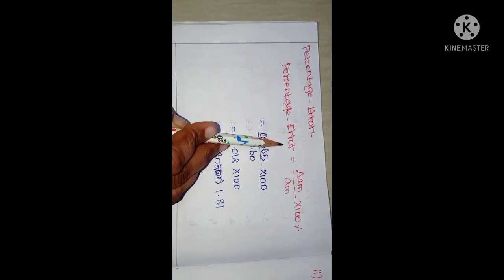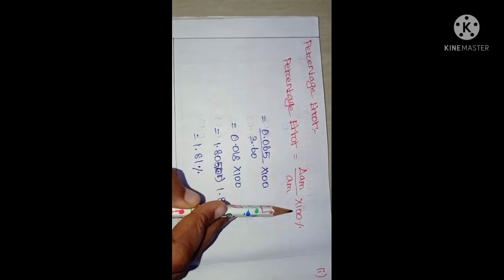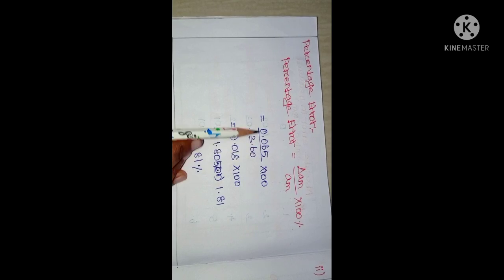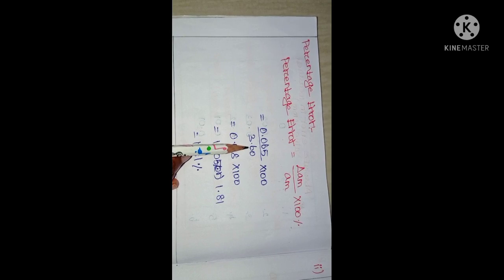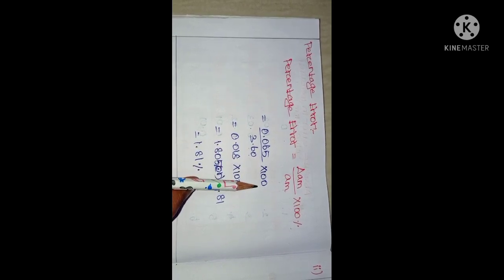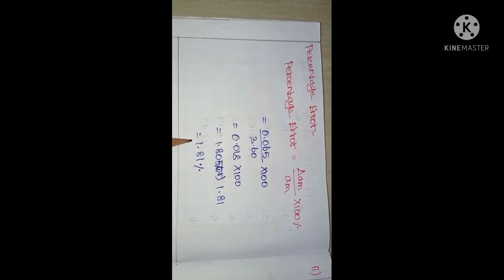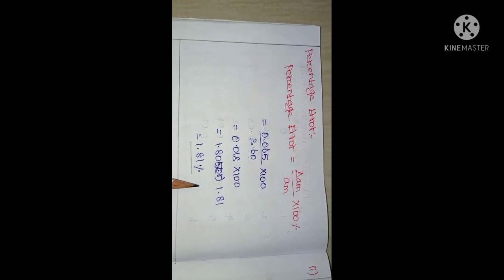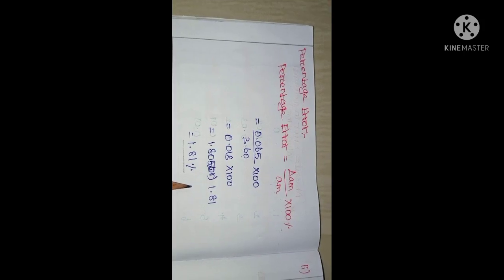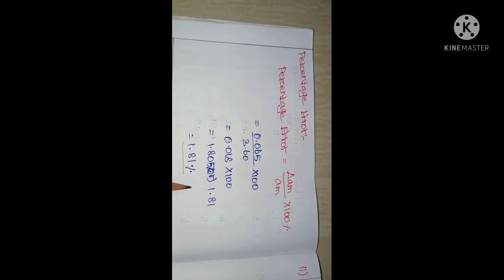Next, we are going to find the percentage error. The formula for percentage error is mean absolute error divided by arithmetic mean, into 100. The mean absolute error is 0.065, divided by arithmetic mean 3.60, into 100. By simplifying this, we got the percentage error as 1.81 percent. This is a simple example. By this simple example, we found 4 types of errors: absolute error, mean absolute error, relative error, and percentage error.